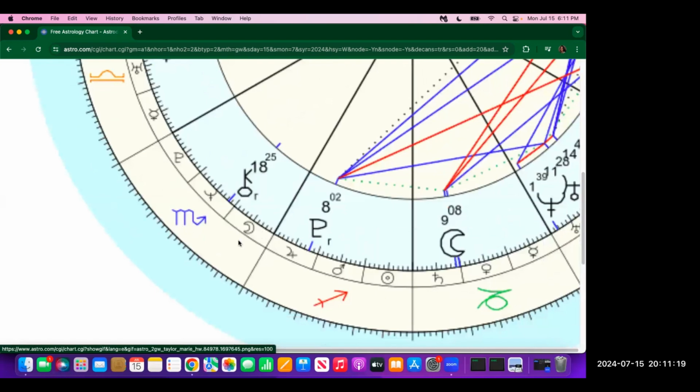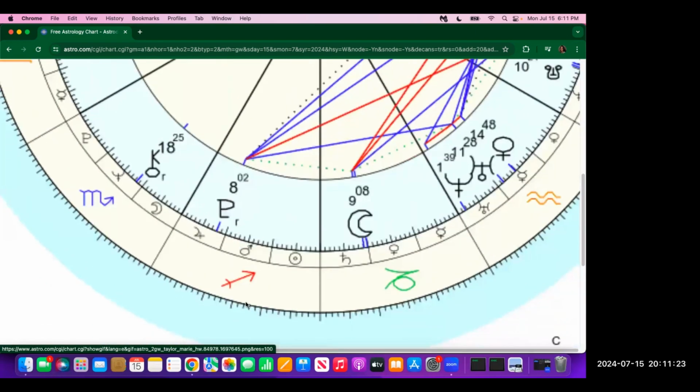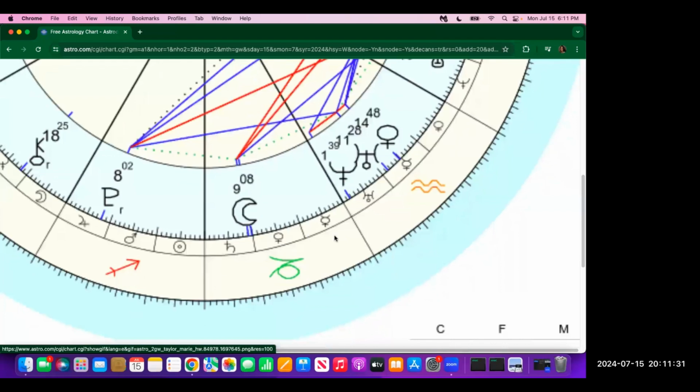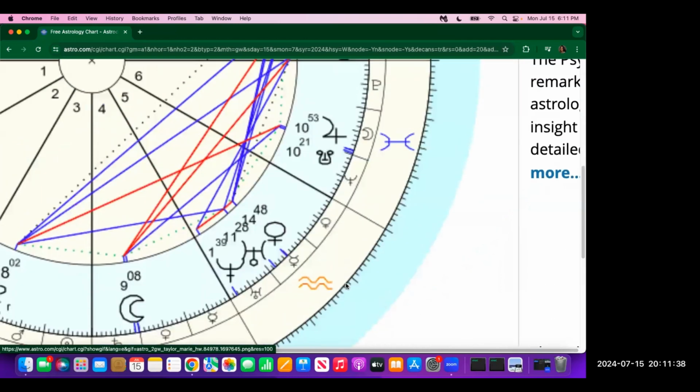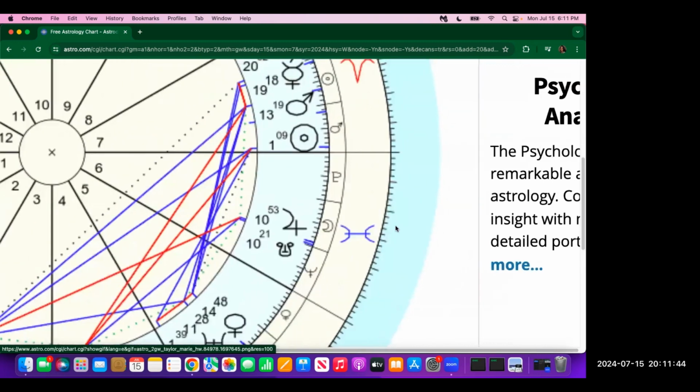And I would jot down which rising sign you are. If you have this symbol on your first house, then that means you are a Sagittarius rising. If you have this symbol on your first house, that means you are a Capricorn rising. If you have this symbol in your first house, that means you're an Aquarius rising. And if you have this symbol in your first house, that means you are a Pisces rising.